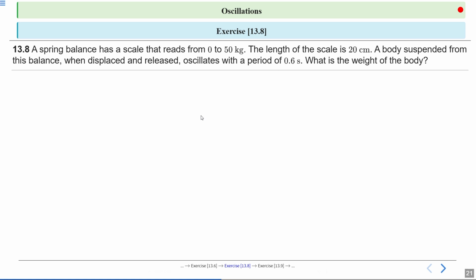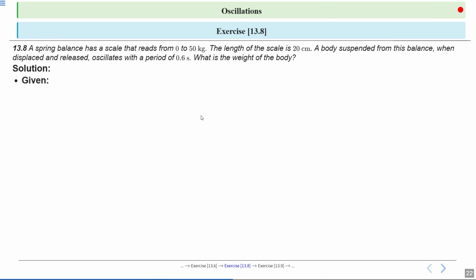13.8. A spring balance has a scale that reads from 0 to 50 kg. The length of the scale is 20 cm. A body suspended from this balance, when displaced and released, oscillates with a period of 0.6 seconds. What is the weight of the body? Alright, so here you have to find out the weight of the body.